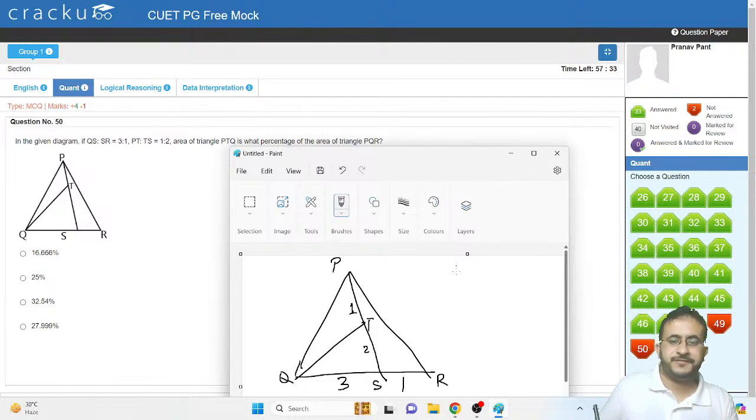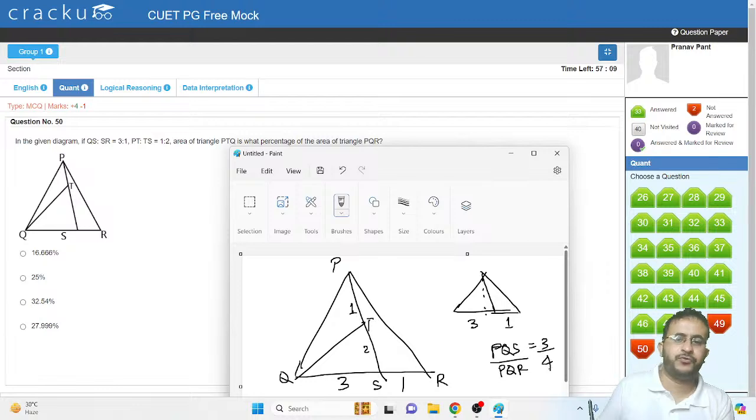So first, if you look at this triangle and this triangle, this side is 3 ratio 1. So what happens is, if it is 3, it is 1, the height is same. So the area of this triangle PQS upon PQR will be 3 upon 4. Why 3 upon 4? Because the height is same, the base is different. So it becomes 3 ratio 4. So if we take PQR as 4, that means PQS is 3, area is 3.